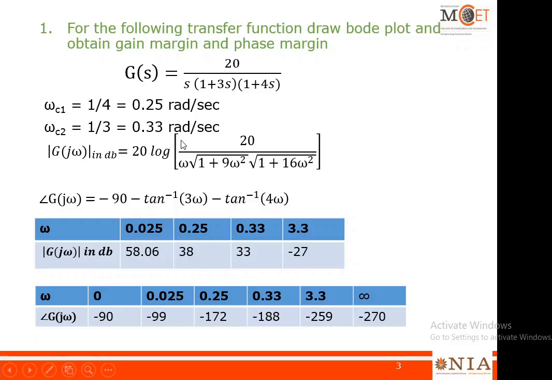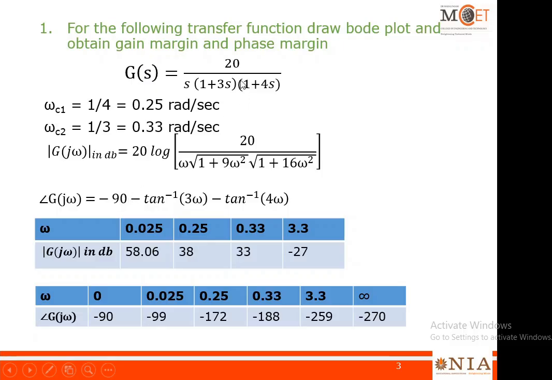Now we will get the magnitude equation and phase equation for this transfer function. For the 20, the magnitude is 20 and the phase is 0 degrees. There is no phase for it. And now this G of s has to be replaced by j omega, so you will get j omega into 1 plus 3 j omega into 1 plus 4 j omega. For each and every term you have to find the magnitude and phase. So for j omega, the magnitude is omega and the phase is minus 90 degrees because j is in the denominator.